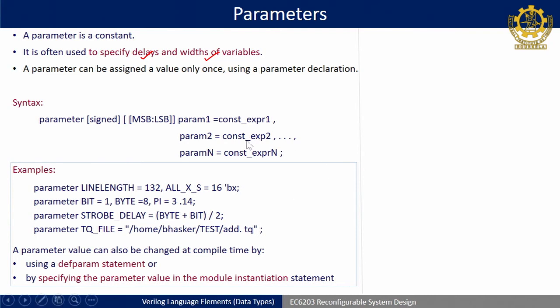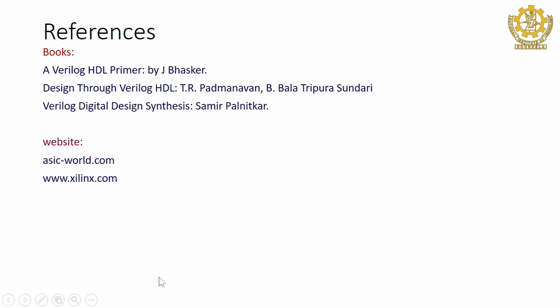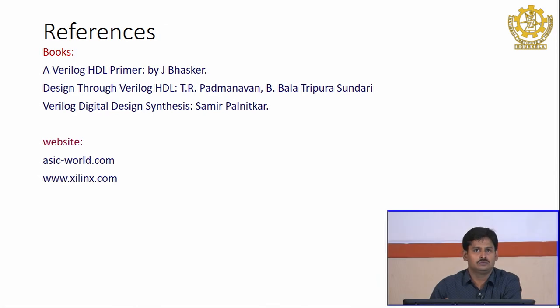Once a parameter is defined at the top, there are methods to override it or change it again during your coding. There are two methods: one is called defparam, and another is specifying the parameter value in the module instantiation. I will cover this portion in detail in the module instantiation class. Okay. So, here we end the data types, the different types of data types supported in Verilog modules or Verilog coding.